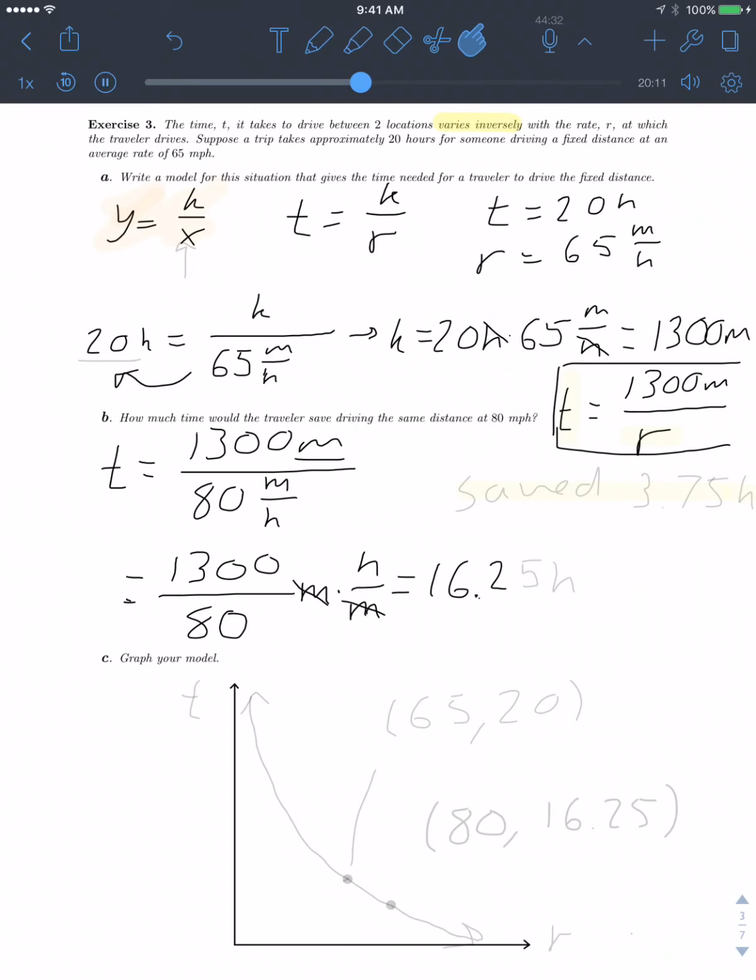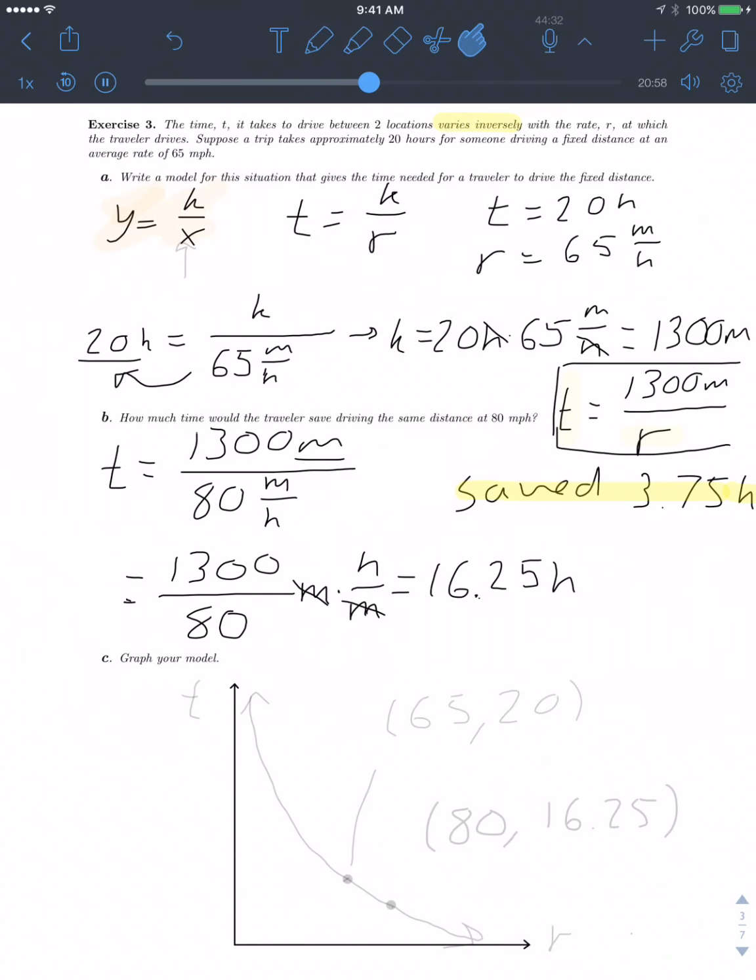Now we're not quite done. We wanted to know how much time would be saved driving at that rate. Well, it took us 20 hours in the first situation. It takes us 16.25 in the second. Let's include our units. So the savings would be 3.75 hours. Now that's a fairly long trip, so going 15 miles an hour faster saves you a pretty significant amount of time. However, if our trip were shorter, that number might be smaller.